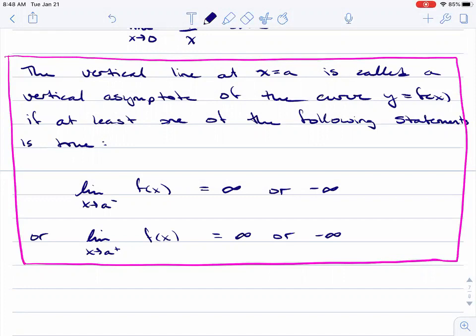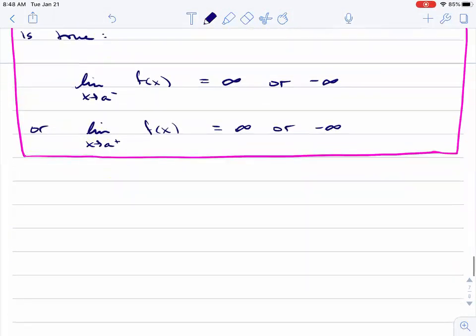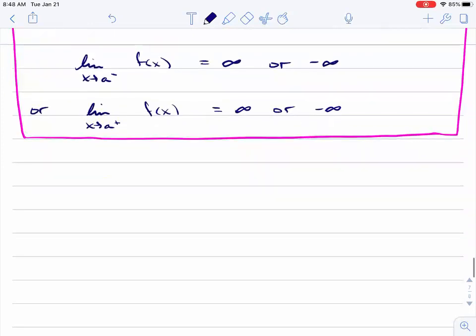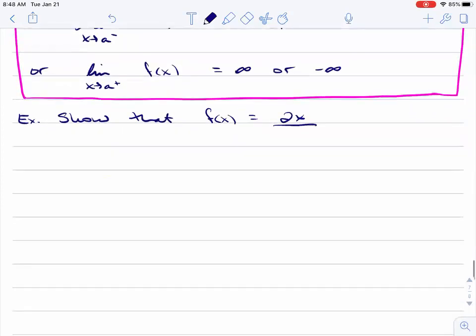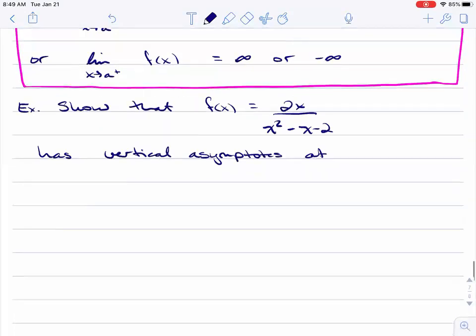So let's look at this from another kind of angle, right? So as an example, show that f of x equals 2x over x squared minus x minus 2 has vertical asymptotes at x equals -1 and x equals 2. Okay.